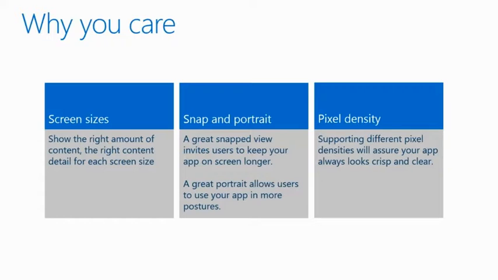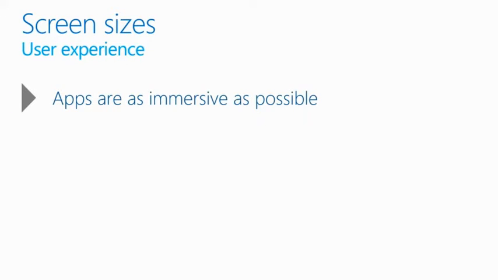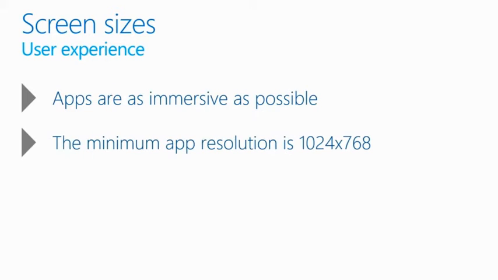So you have to get that down, and you also have to care about pixel density to some extent as well, although not actually a requirement for passing certification. So with your screen sizes, you want to care about apps being as immersive as possible. The minimum app resolution you need to be able to deal with is 1024 by 768, so you can count on that as a size. If the screen being used is that resolution, it does not support snapping to the sides.